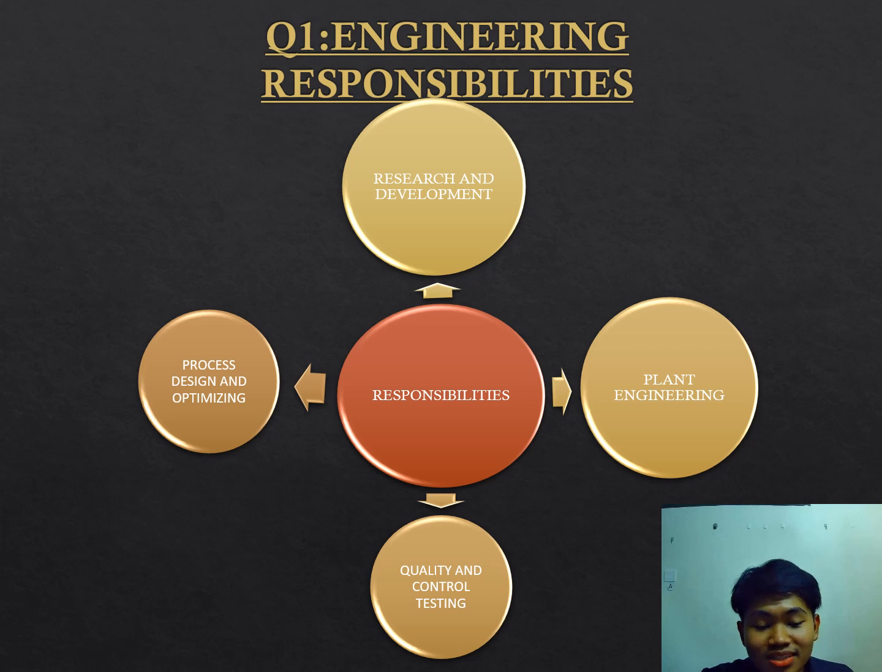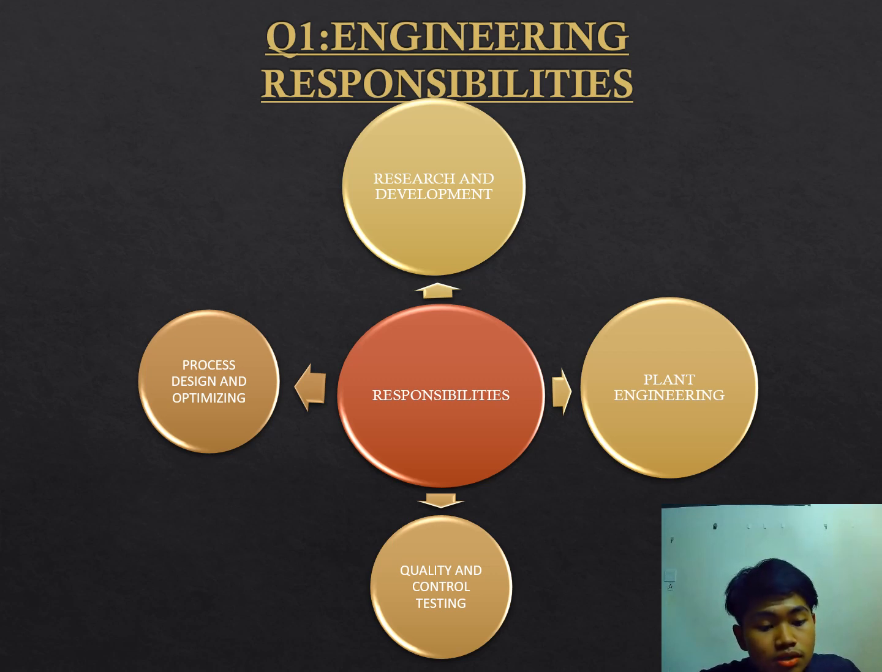The third one is plant engineering. Engineers will be involved in designing and constructing the production plant for synthetic palm oil. They will develop detailed engineering plans specifying the layout, equipment selection, piping and instrumentation diagram (P&ID), and overall infrastructure. Plant engineers will also oversee the installation, commissioning, and maintenance of the equipment and systems to ensure smooth operation.